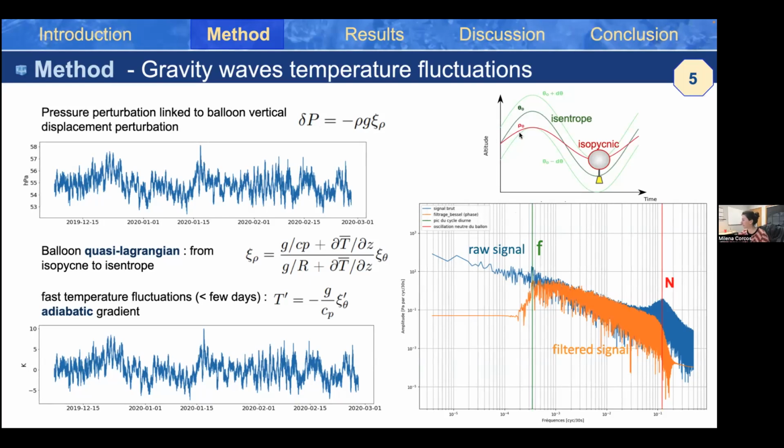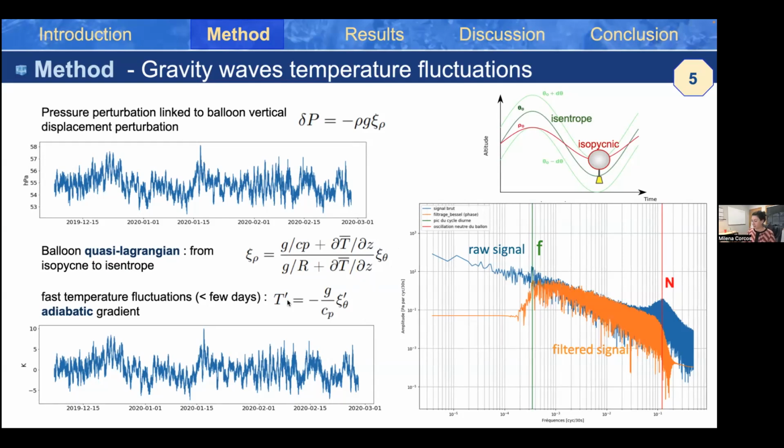Oh, I'm sorry. Well, okay, but so on the right, once they're at their equilibrium level, the volume of the balloons remains constant. Therefore, they are following isopycnic surfaces in red here, when the air parcels follow isentrope surfaces in green here. So we just need to make the transformation between the two with that formula I represented on the second line to have access to the air parcel vertical displacement. And then with an adiabatic gradient, we transform that into a temperature perturbation.